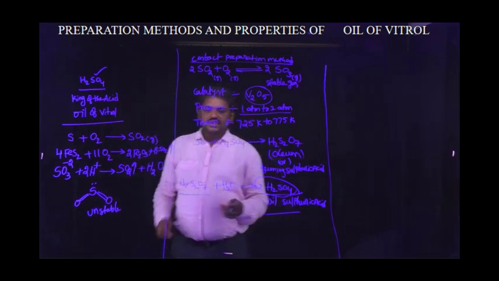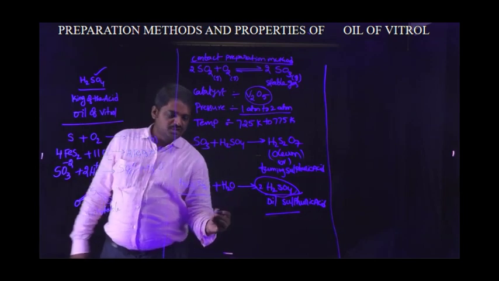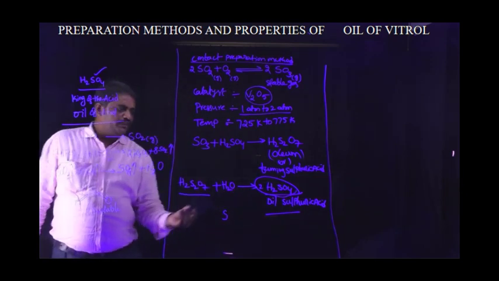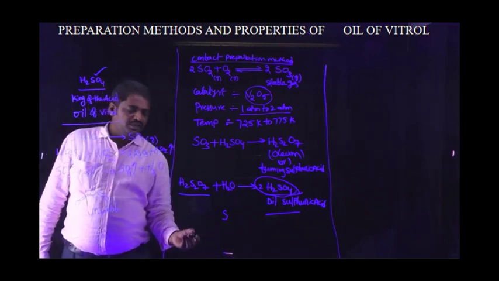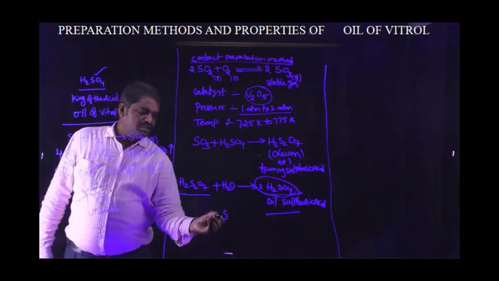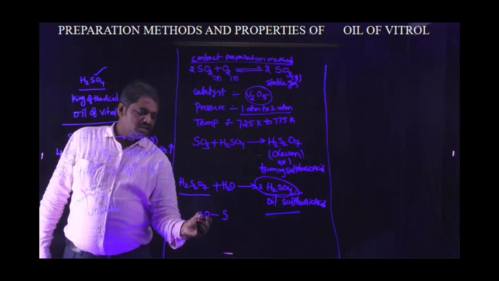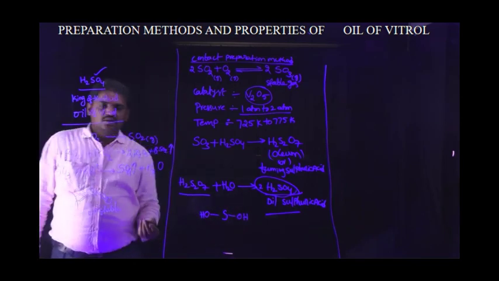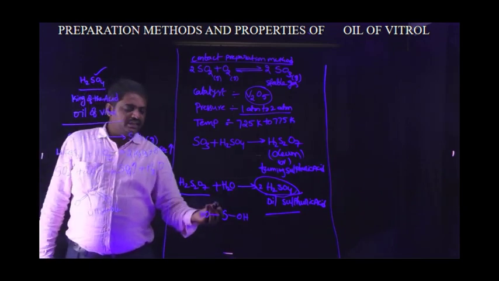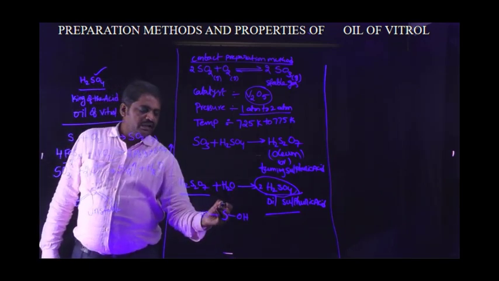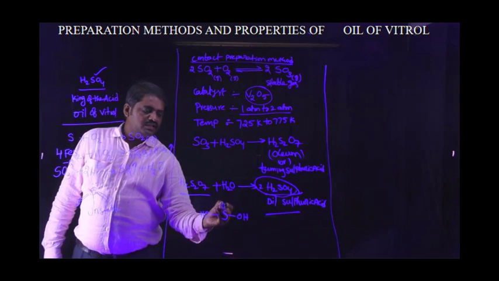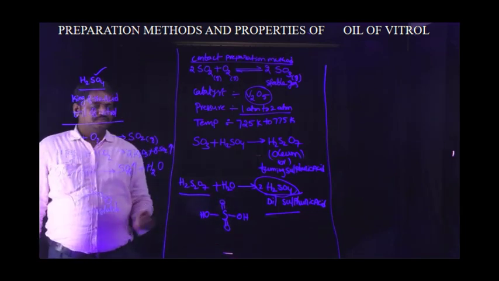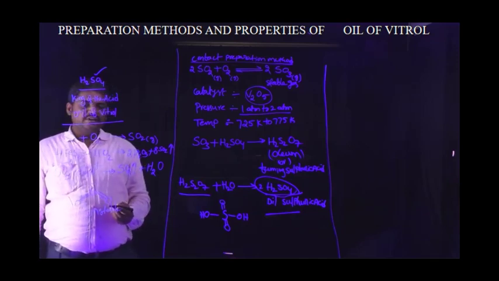And the structure of sulfuric acid is observed. The central atom of sulfuric acid is sulfur, bonded to 2 hydroxyl (OH) groups. The remaining 2 oxygen atoms are double bonded to the central sulfur atom. This is the structure of sulfuric acid.